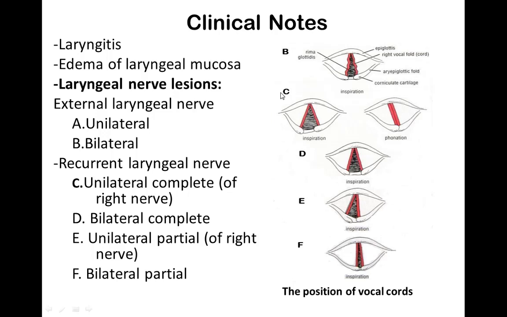And here you can see the vocal cord abducted on one side, and here it is not functioning, and here also there is some weakness in the right side. Here it is not moving with the complete injury of the cord. We can sometimes find partial movement of the cord with partial injuries of the nerve.